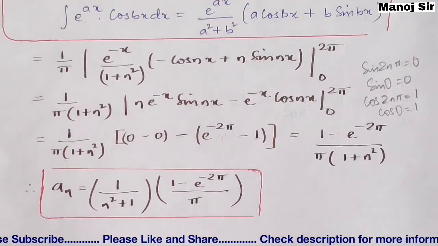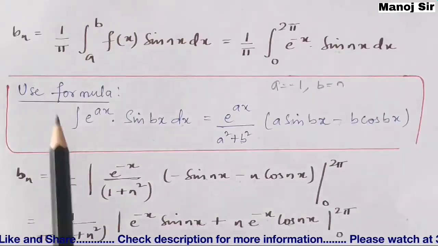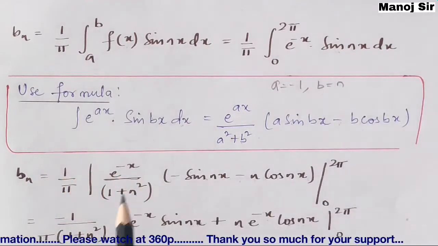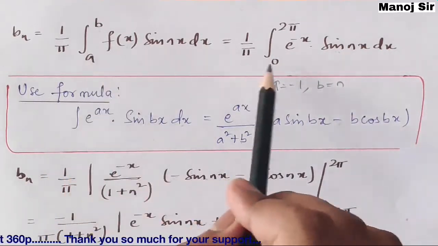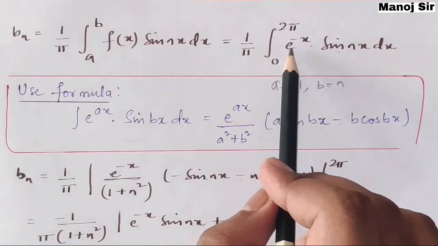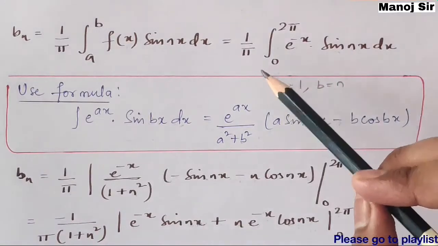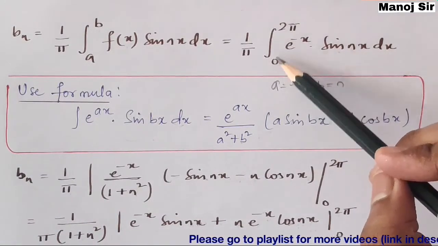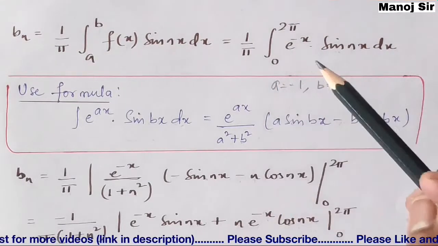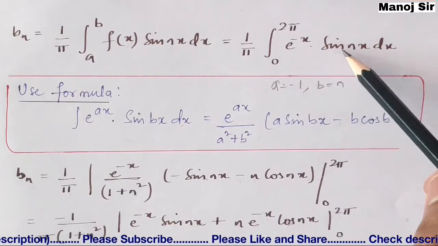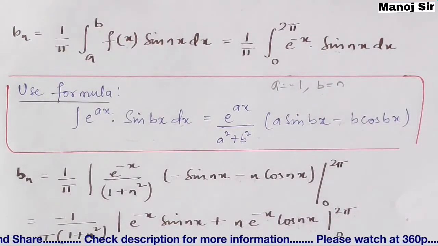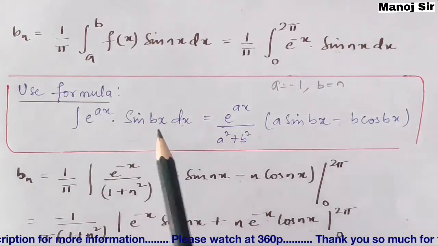Now we'll find the value for bn. bn equals to 1 upon pi integration a to b f of x sin nx dx. So the value of a is 0, b is 2 pi, and f of x in this problem is given as e to the power minus x. So this is going to be 1 upon pi integration 0 to 2 pi e to the power minus x into sin nx dx. Now here we have the integration of e to the power minus x into sin nx dx. So here we need to use this formula, that is the integration of e to the power ax into sin bx.